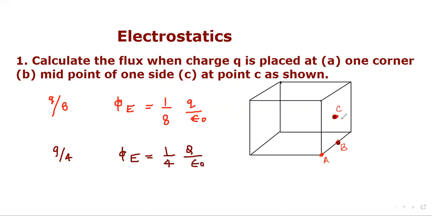When charge is at C, then this charge will be shared by 2 cubes. Hence, for 1 cube, contribution of charge will be Q by 2, and so the phi will be equal to 1 by 2 Q upon epsilon naught. These questions are important for the competitions. Now, let's see next question.